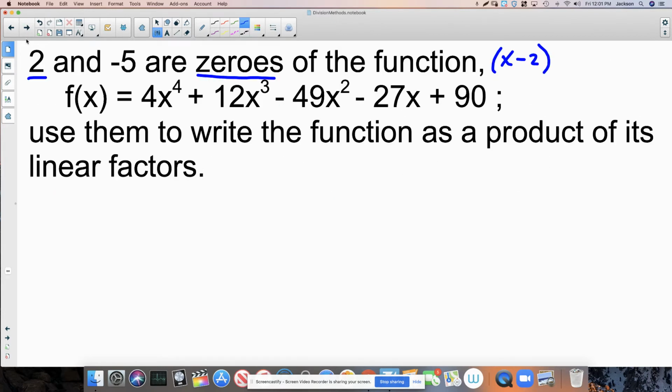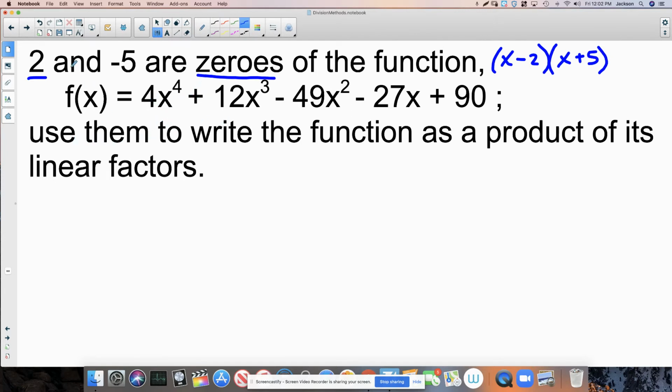So I want to emphasize the connection between what a 0 is and what a linear factor is. If we have the 0, we put it in here. If -5 is a 0, then the linear factor would be x minus -5, which is x plus 5, right? Okay. So again, just an aside there, that doesn't have any bearing on this problem at this point, but I wanted to emphasize that connection there.